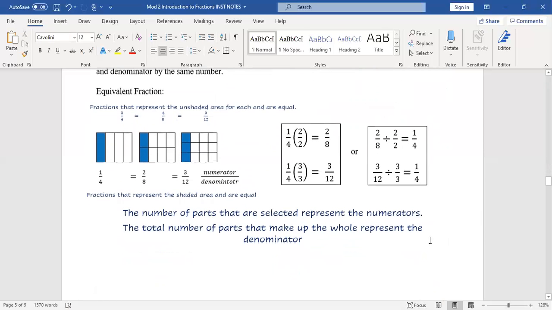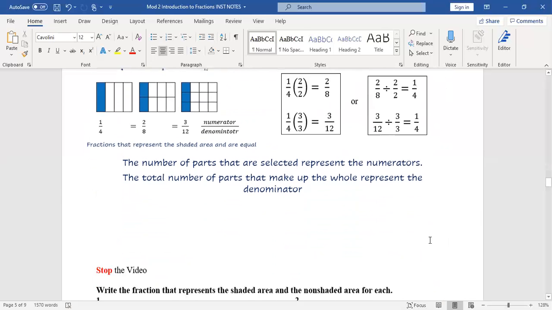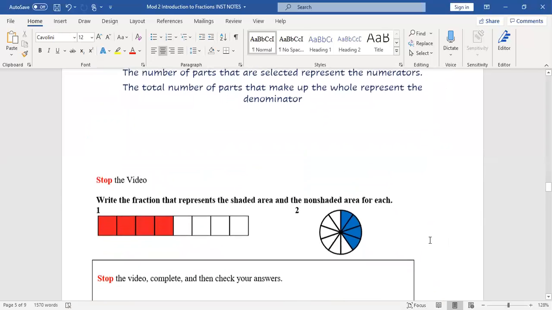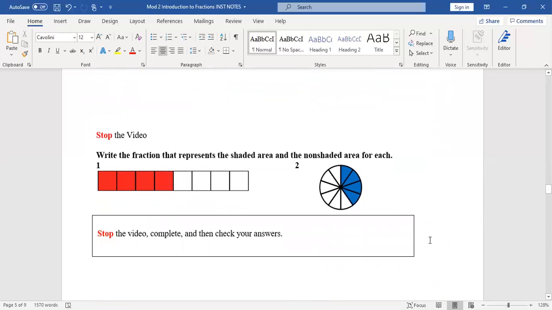The number of parts that are selected represents the numerator. The total number of parts that make up the whole represents the denominator. Okay, so now I'd like for you to stop the video again, and I'd like you to focus on writing a fraction that represents the shaded area and the non-shaded area for each shape.